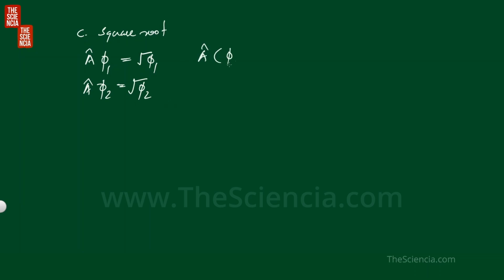Another example: square root. The operator is a square root. If this operator operates on phi 1, it will give root of phi 1, and if it acts on another state, phi 2, it will give root phi 2. So if this operator acts on a combination of these states, then what will be the result? Root of (phi 1 plus phi 2).